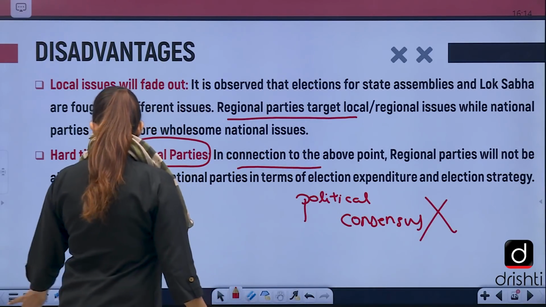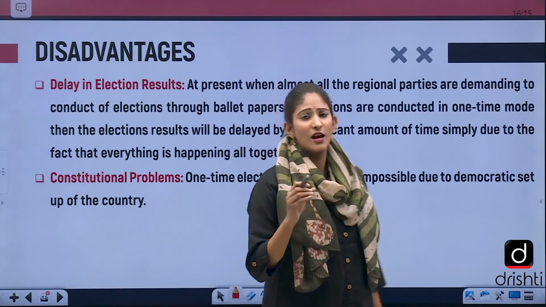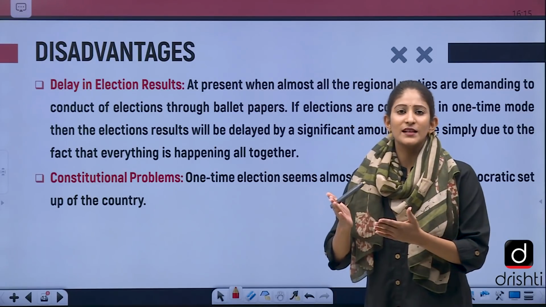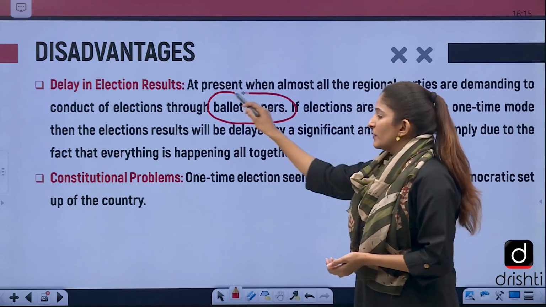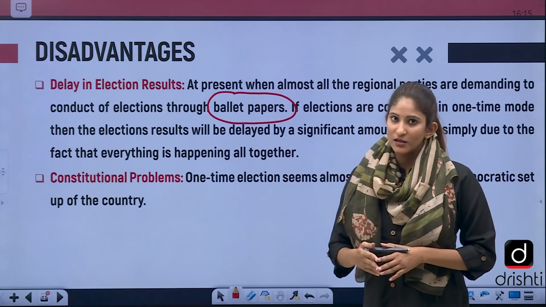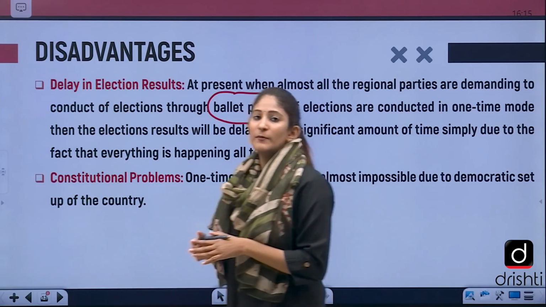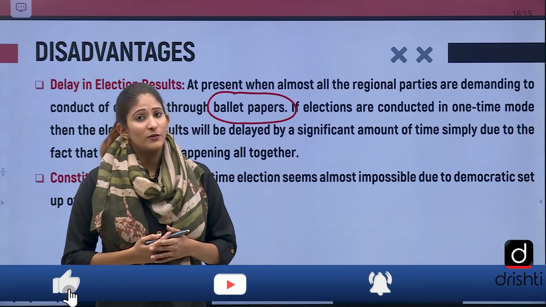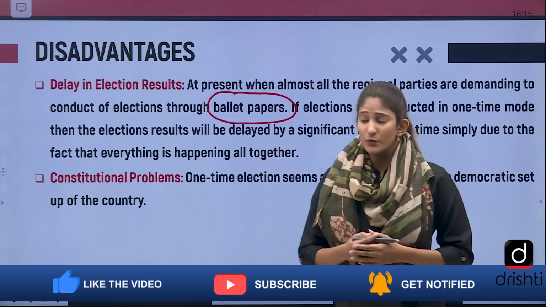Now let's move forward to more disadvantages. It will delay the election results. How? Most of the parties right now, state parties, basically state governments, are asking for elections through ballot paper. Now if we imagine conducting a one-time election with the help of ballot paper, not with EVMs, the amount of time it will consume to get the consolidated result is going to be huge.